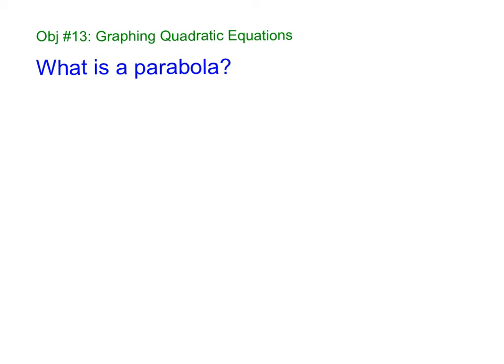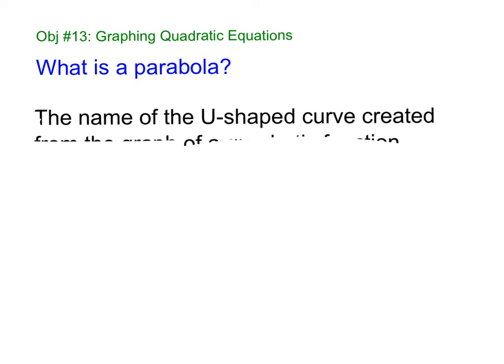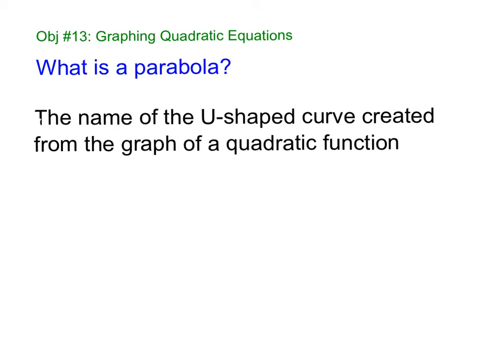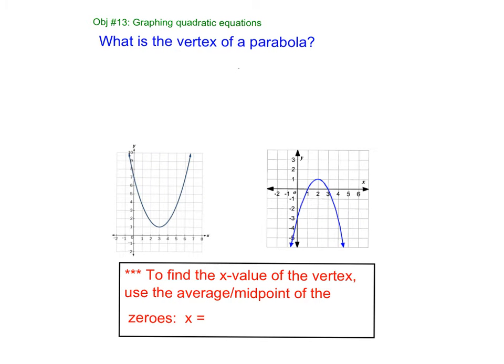Okay. What is a parabola? The name of the U-shaped curve created from the graph of a quadratic. So in the investigation we did, that U-shaped curve has the name parabola. Like a line, the equation of a line is just a line. It doesn't have another name. Sometimes graphs have other names. All right, so here are two, so those are two parabolas.